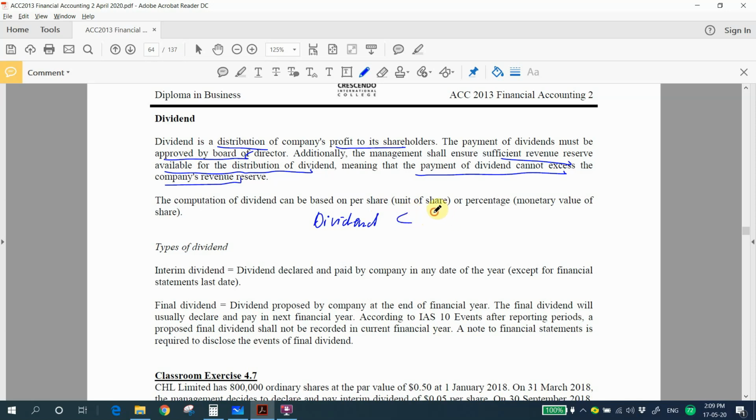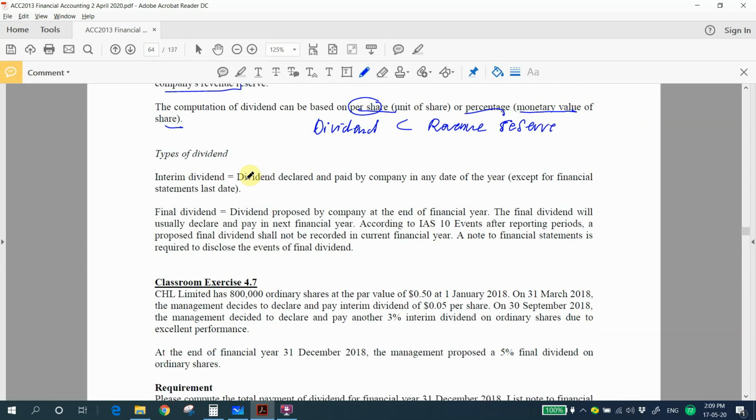So basically, your dividend amount must be less than your revenue reserve. Your dividend payment must be less than your revenue reserve. You cannot pay more than your revenue reserve. The computation of dividend can be based on per share or percentage. We have two ways to calculate. We base on per share, which is by unit, or based on the percentage by the monetary value of the shares. Types of dividend. We have two types of dividend.